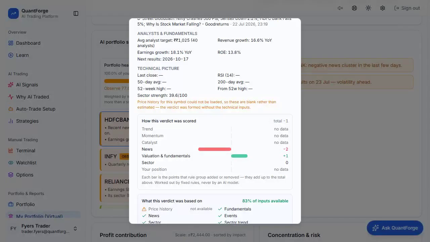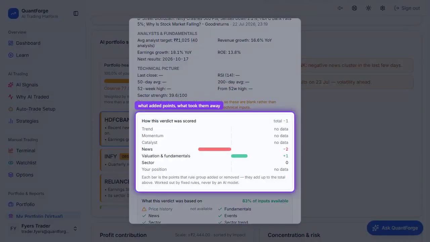These bars are new to me. This is the arithmetic behind the color. 7 rule groups: trend, momentum, catalyst, news, valuation, fundamentals, sector, and your own position. Each shows the points it added or removed. Green to the right, red to the left. Right is in the stock's favor, left is against. And they add up to the total shown at the top, so you can check the working yourself. That is the point of showing it.